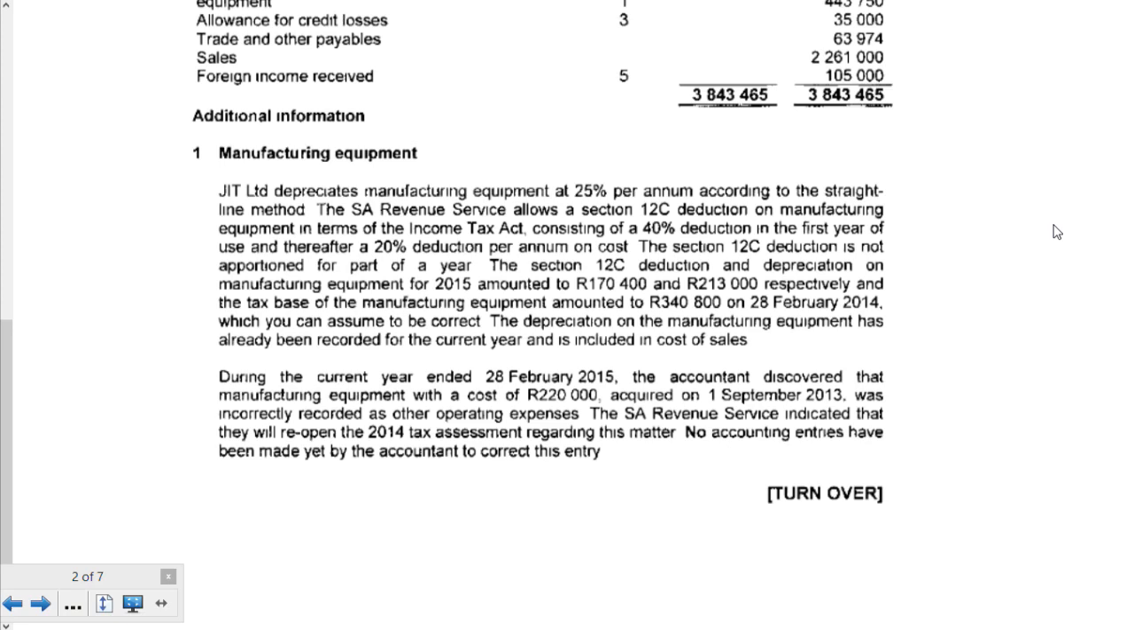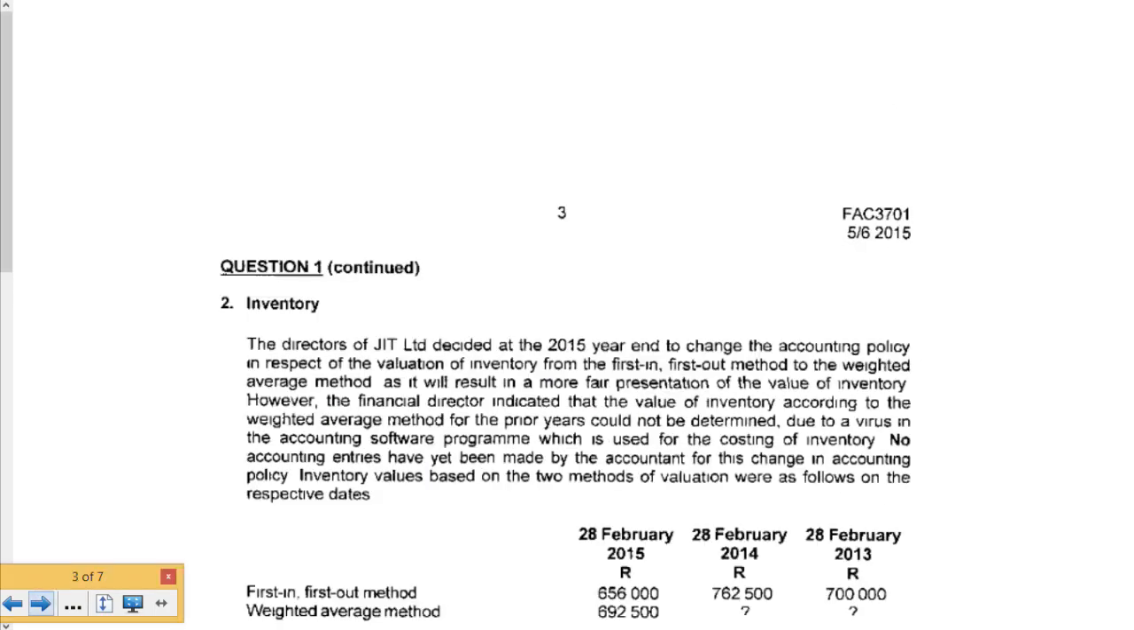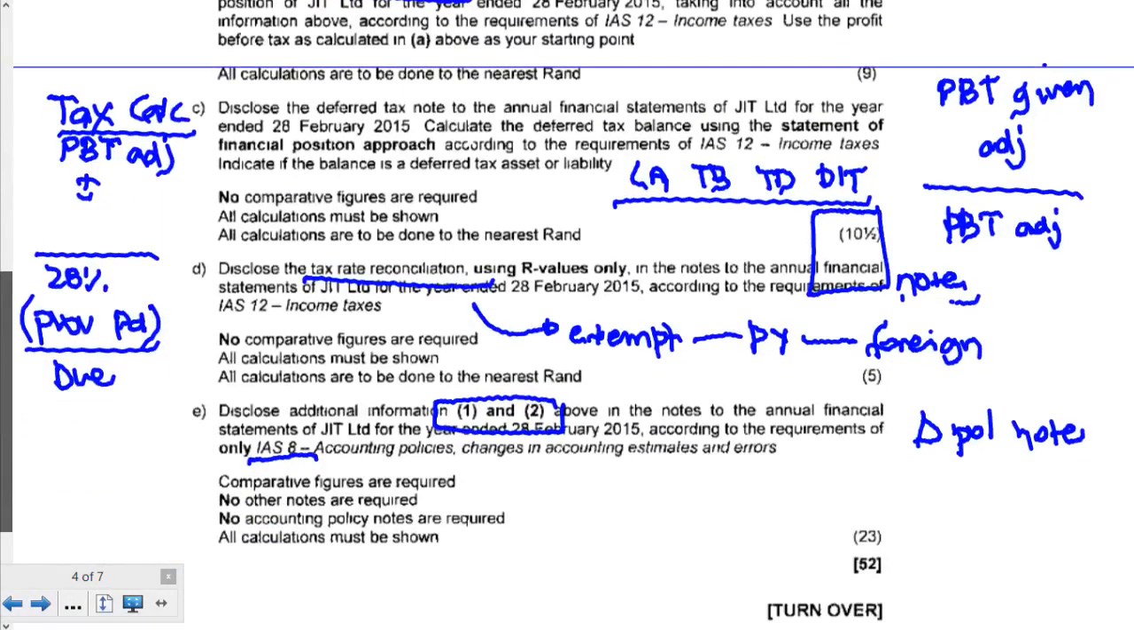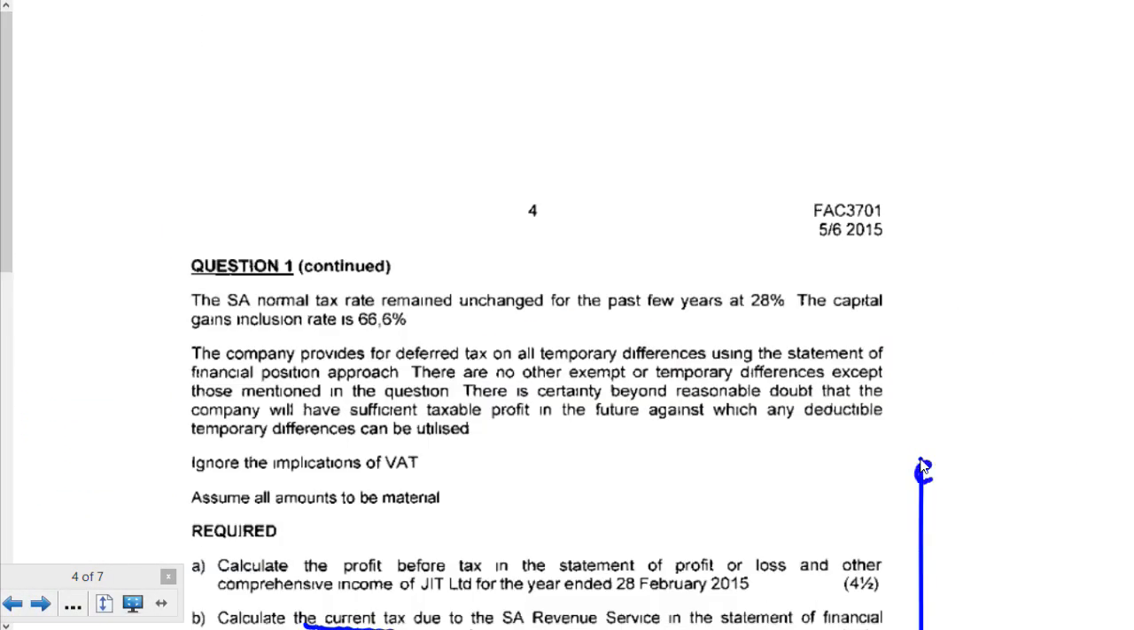Okay, this is an error. There was an asset, some equipment, that had a cost of 220. It had been shown as expenses. Yeah, so it's an error. So you need to do an error note. Okay, so let's go see what we're going to set up. Error note.